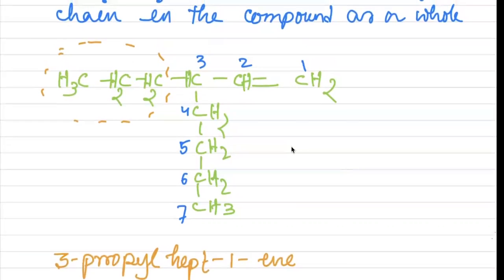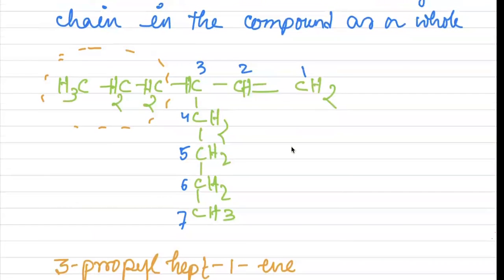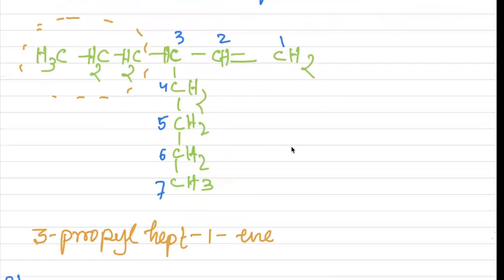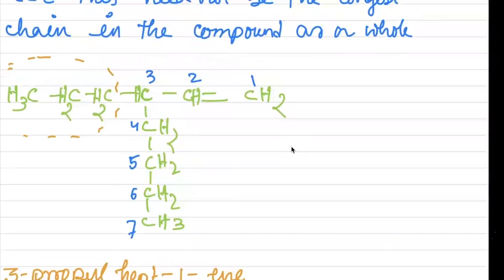I didn't get it. See, first we have to find out the longest chain which contains a carbon double bond carbon or carbon triple bond carbon. So in this compound, the longest chain is first, second, third, fourth, fifth. This is the chain. And in the third carbon, a propyl group is present, which remains as a substituent. So obviously the name will be 3-propyl. First we have to write the name of the substituent, that's why 3-propyl. Then 7 carbon atoms present means hept.